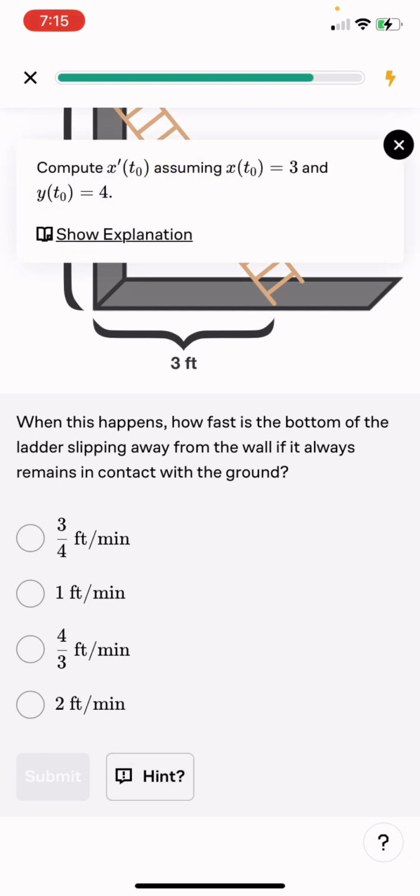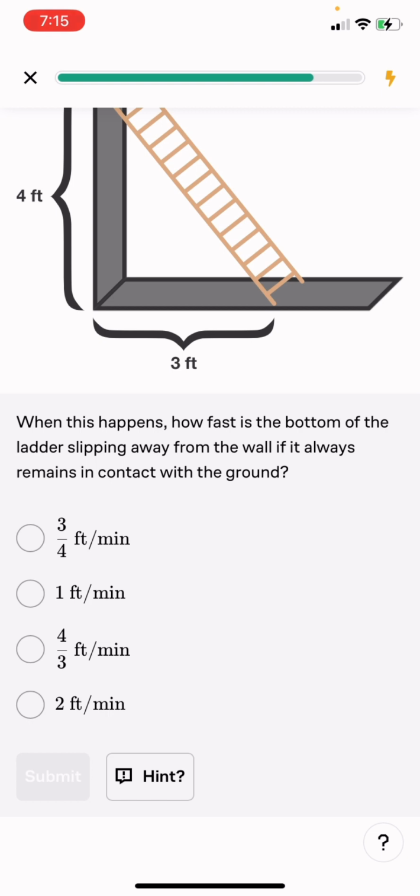So fast, just compute x equals 0, assuming x equals 3, y equals 4. How fast is the bottom of the ladder slipping away from the wall? We're gonna be like this then.